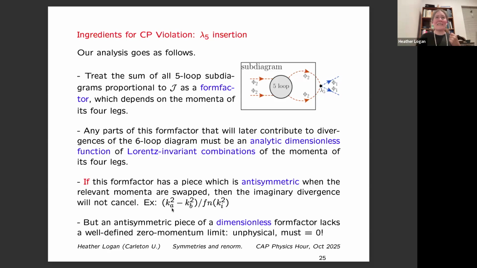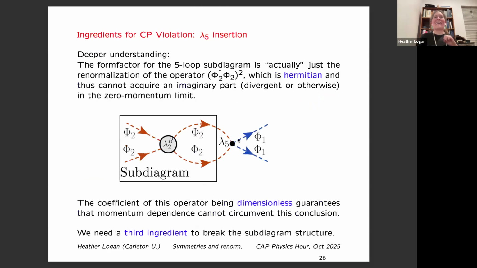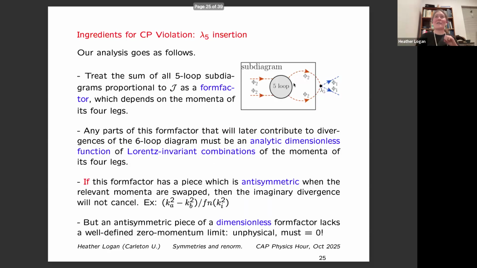And so this anti-symmetric piece winds up, and the key is that it's dimensionless. The denominator is the same powers of K as the numerator. It lacks a well-defined 0 momentum limit. So terms like this have to be unphysical. Their coefficients must be 0 in any physical form factor. And that means that when you add together these diagrams proportional to J and the complex conjugate diagrams proportional to J star, the imaginary part's going to cancel. Okay, so at 6 loops, also the imaginary part cancels.